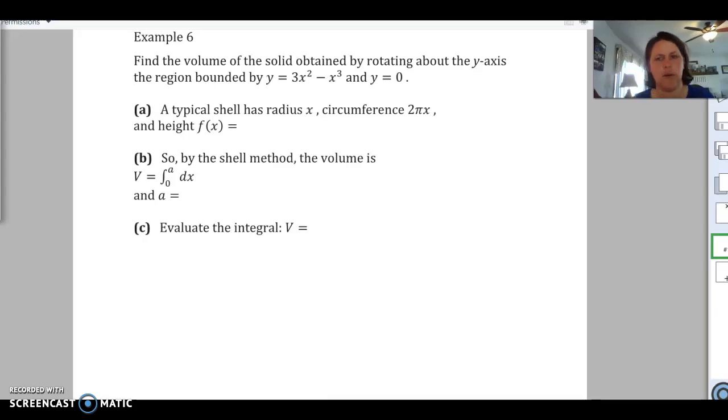Alright, in this video we're going to go through examples 6 and 7, so that'll be the last two questions for your quiz review. Both 6 and 7 have to do with the shell method.